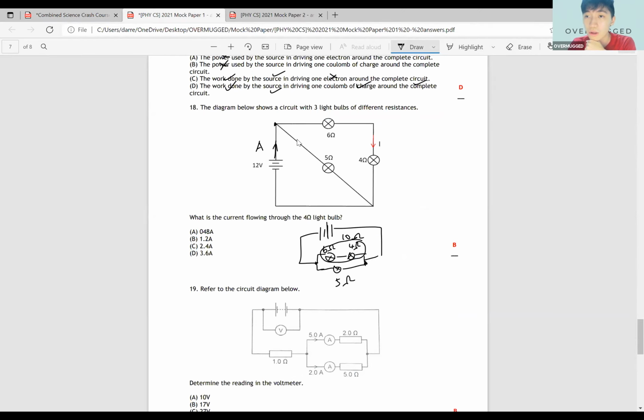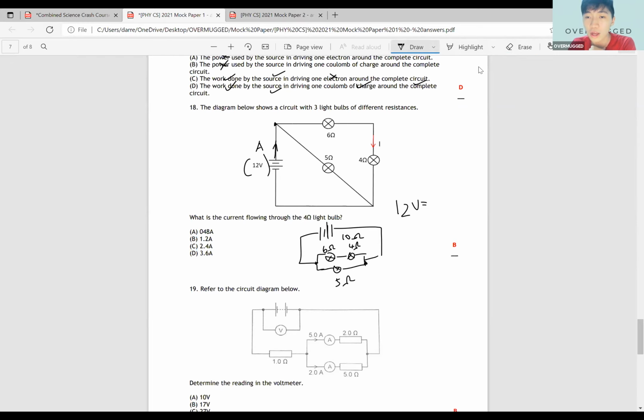So if I see my 10 ohm as a single resistor, and the question already told me that this is 12 volt, what this means is that the potential difference of my top branch is 12 volt. Sorry, it's not 10, it's 12. A battery is 12 volt. So 12 volt for the top lane, 12 volt for the bottom lane.